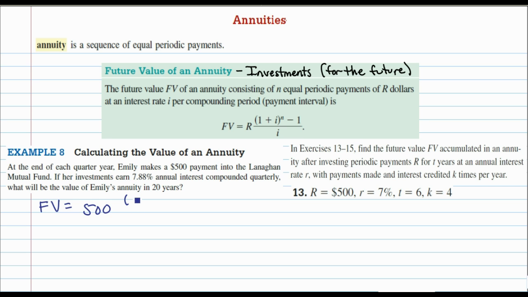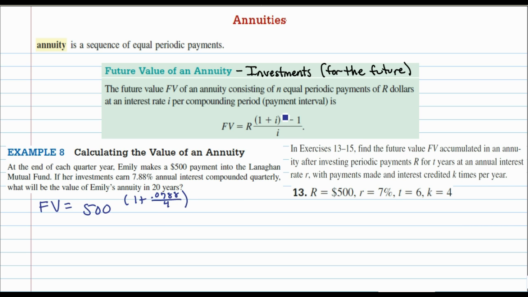In the numerator, I have 1 plus I, her interest rate per compounding period. So that's 0.0788, 7.88%, per. She's not paying monthly, she's paying quarterly, right? Yep, each quarter year. So that's going to be over 4.